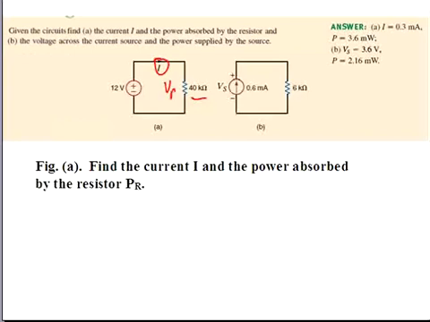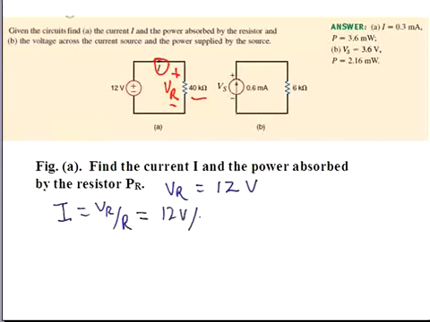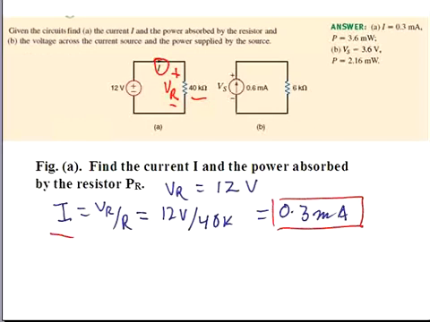We have a voltage across the resistance V sub R, and initially we recognize that V sub R is equal to 12 volts, the voltage of the source. So we can use Ohm's law. I is equal to V_R divided by R. In this case that will be 12 volts divided by 40K, and that will be equal to 0.3 milliamps. So that is the value of the loop current in the circuit.